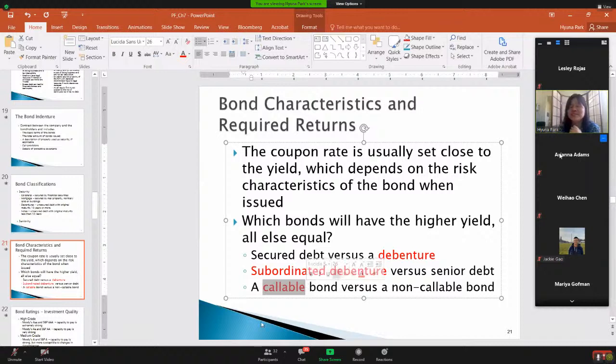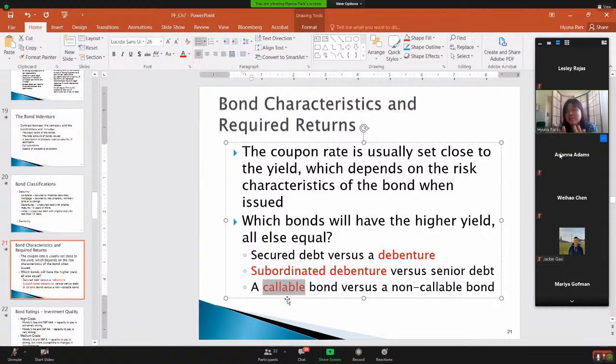Definitely, investors would require a higher yield on callable bonds because it's not good for investors. When rates go down, bond prices go up, but the issuing company has a right to buy back the bond at a call price, typically lower than the market price. So that's definitely not good for investors. So bond buyers would require a higher yield as compensation for this risk. So a callable bond will have a higher yield than other bonds.